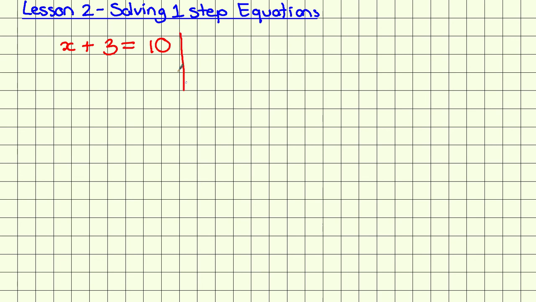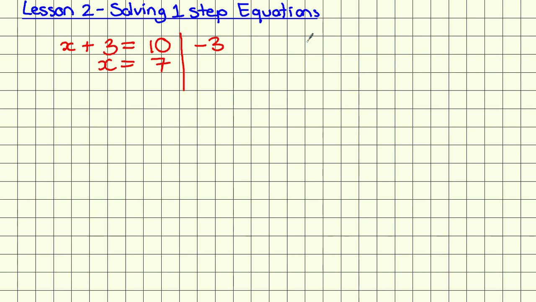What we did in lesson 1 was you're trying to get the letter by itself, so you need to do the opposite of the plus 3 to get rid of it. So the opposite of that would be take away 3. That makes that part disappear. So x is by itself, and you need to take away 3 from that side as well. So 10 take away 3 gives you 7. That's what we were doing yesterday.